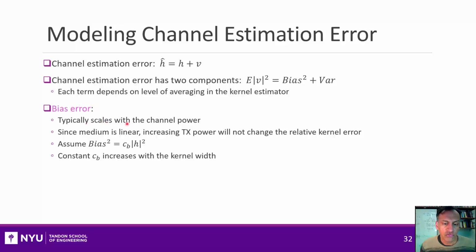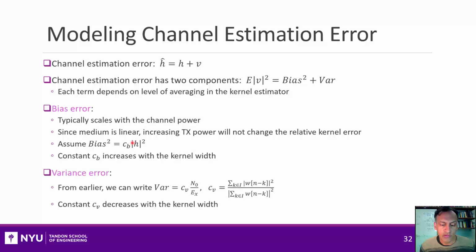The bias error is generally going to scale with the channel power. The reason is that it's really related to the angular dispersion or the delay dispersion of the channel. If you were to increase the transmit power, all of those parameters will just scale up linearly because it's a linear medium. So you can imagine that the bias squared term is going to be some constant C_B times the power of the channel. And this constant will increase with the kernel width. If you have a very wide kernel, we'd expect C_B to be larger, and if you have a small kernel, we'd expect C_B to be smaller.